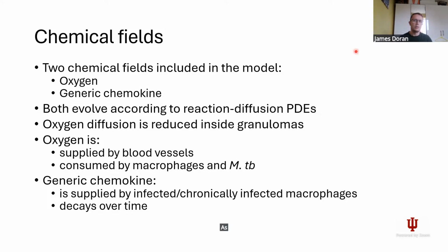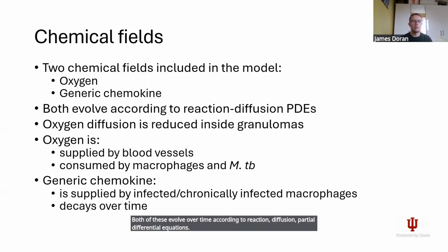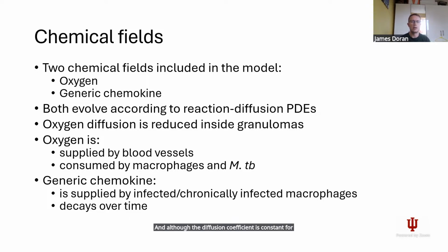As discussed, we have two chemical fields in our model, oxygen and a generic chemokine. Both of these evolve over time according to reaction diffusion partial differential equations. And although the diffusion coefficient is constant for the chemokine, the oxygen one is allowed to differ depending on where within the domain the oxygen is diffusing through. So if it senses it's within a granuloma, which for the purpose of the model we've just defined as any extracellular bacterium or any immune cell, then its diffusion is reduced, as it's been observed in real-world data that oxygen diffusion through a granuloma is greatly reduced.